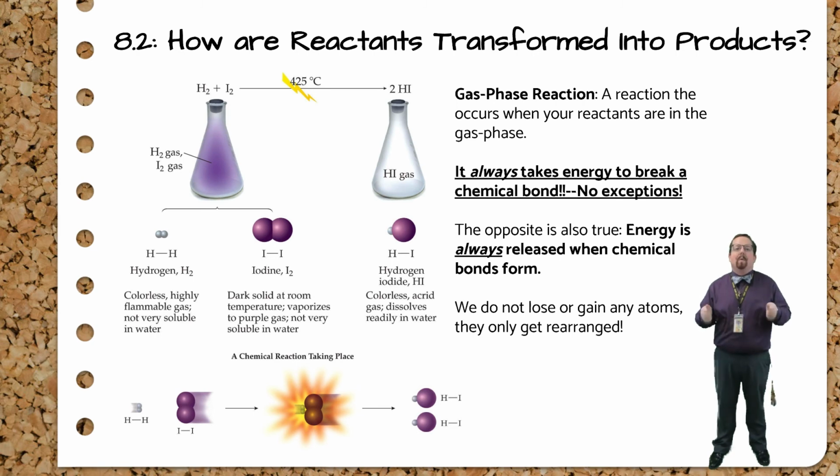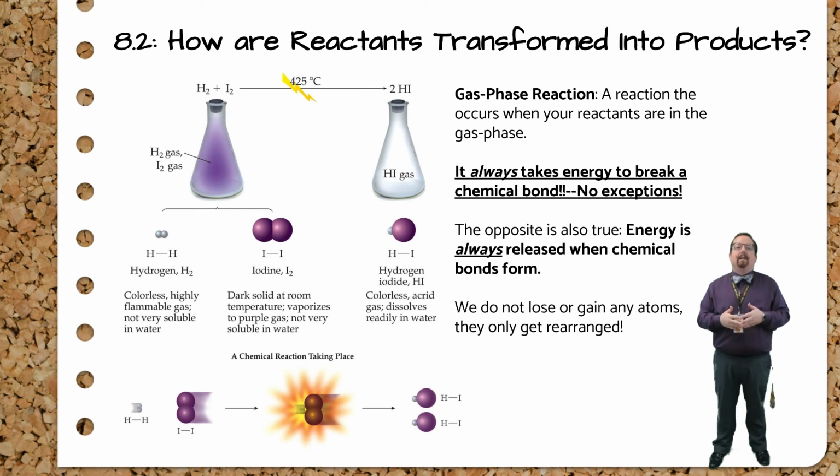It always requires energy to break a chemical bond, no exceptions. The opposite of that is also true. When we form new bonds, we always release energy. Now, the difference between our car crash analogy and our molecules is that our molecules can form new bonds and create new substances, but our cars just stay broken.